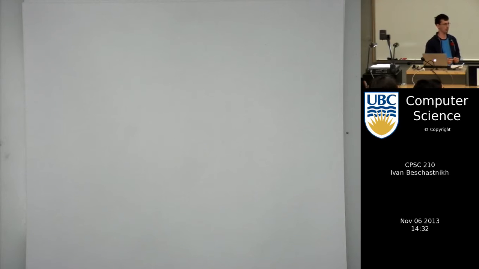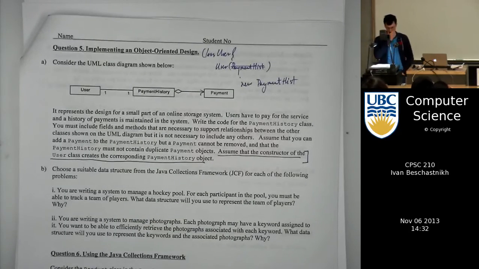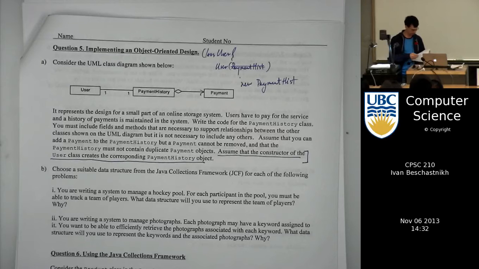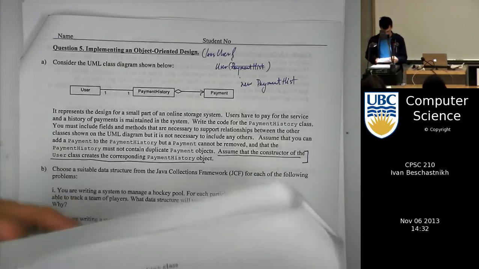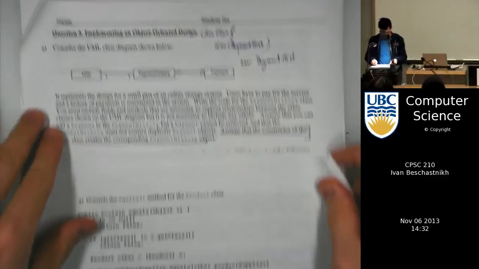Going back to 5. Okay, 5A. Why in the solutions do they make an add payment method? Can you just explain why they do that? So my solution for 5A is down below.